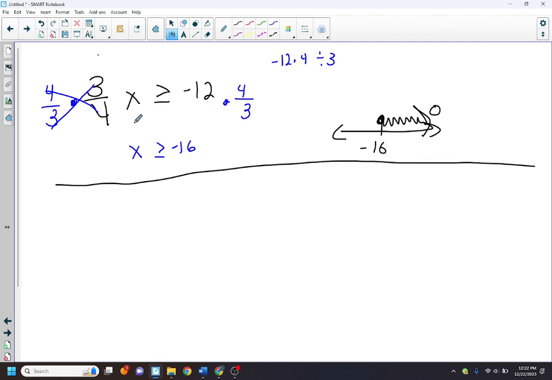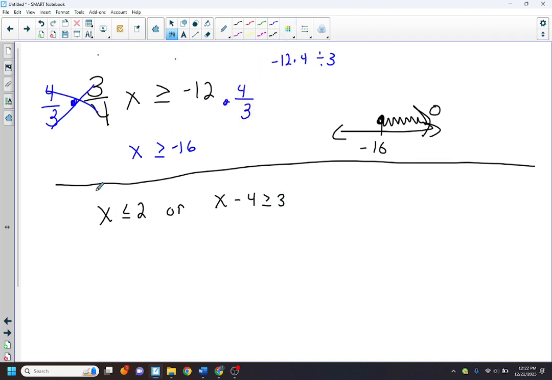The next thing we're going to do is the compound one. So that's the or and statements, okay? So let's say x is less than or equal to 2, or x minus 4 is greater than or equal to 3.